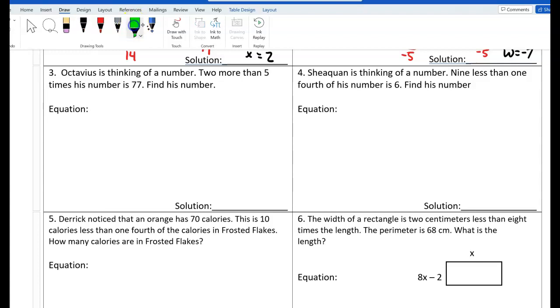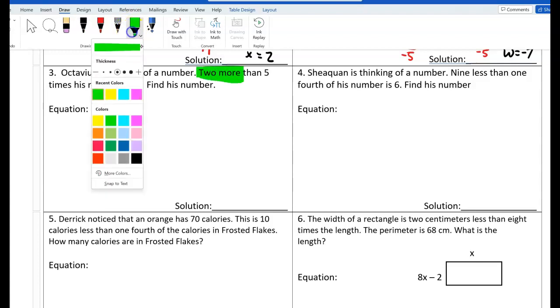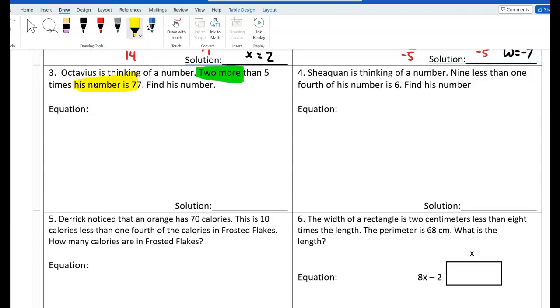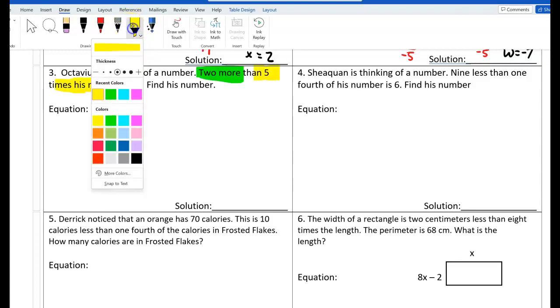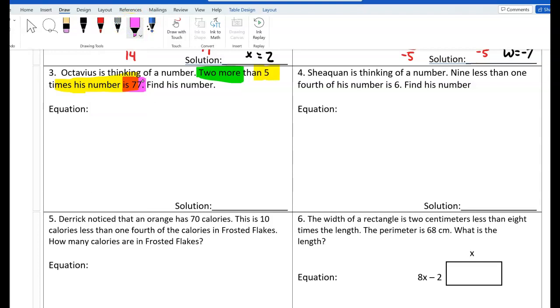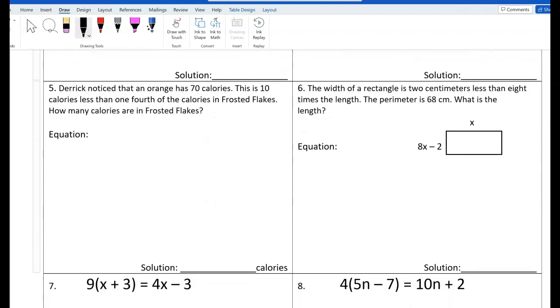Find his number. So 2 more than 5 times his number. We don't know his number, but we know that it's equal to 77. So equal to 77 is, usually is an equal sign, and 2 more than 5 times the number. So 2 plus 5x, and that's just simply a two-step equation. I'll let you go ahead and solve that. Number 4 is similar.